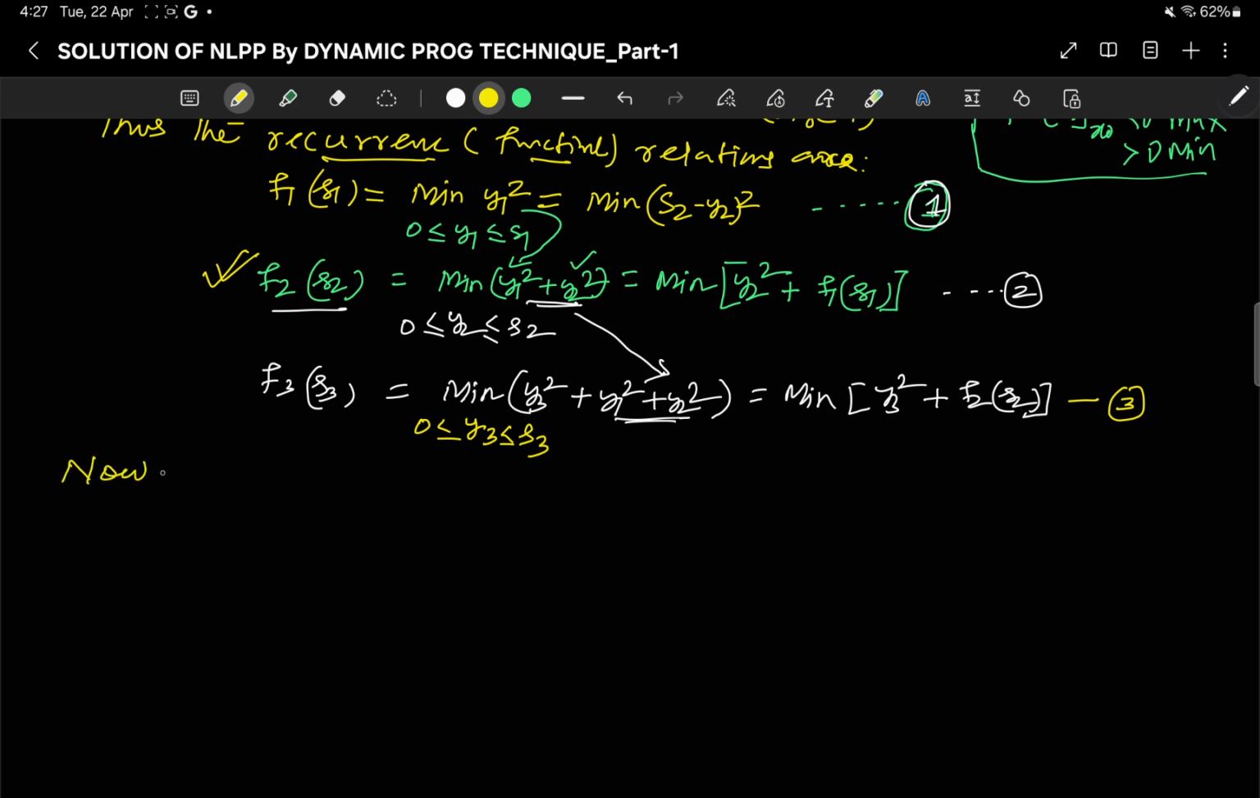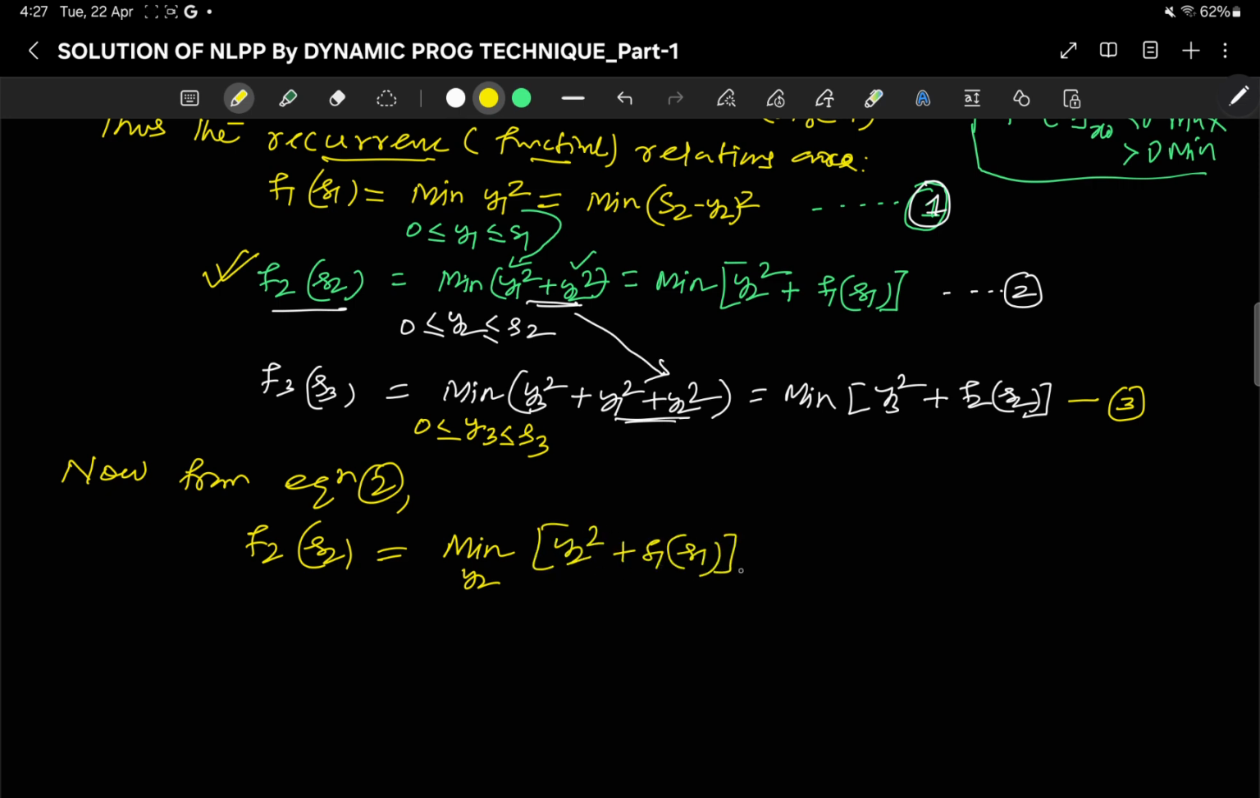Now from equation 2, f2(s2) is equal to the minimization over y2 of y2 square plus f1(s1). So I write it as the minimization over y2, where y2 square stays as y2 square, but f1(s1) is my y1 square, which is (s2 minus y2) square, so it is y2 square plus (s2 minus y2) whole square, okay?